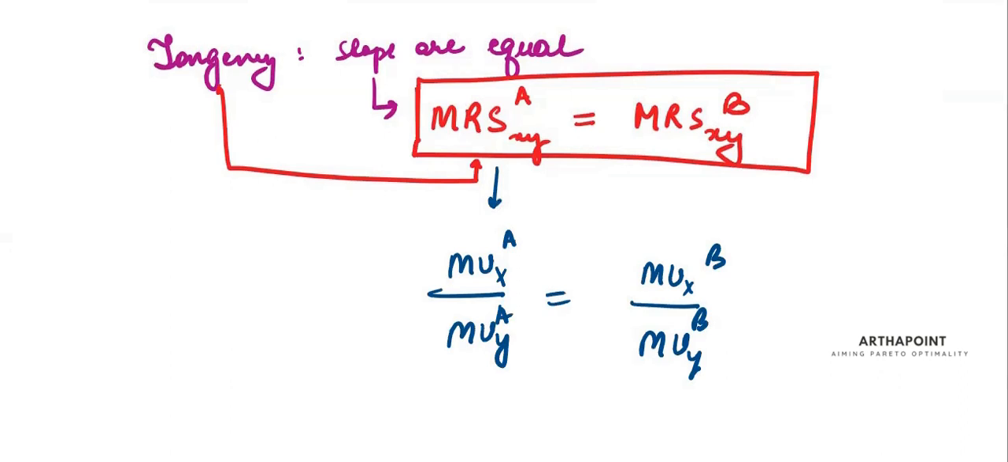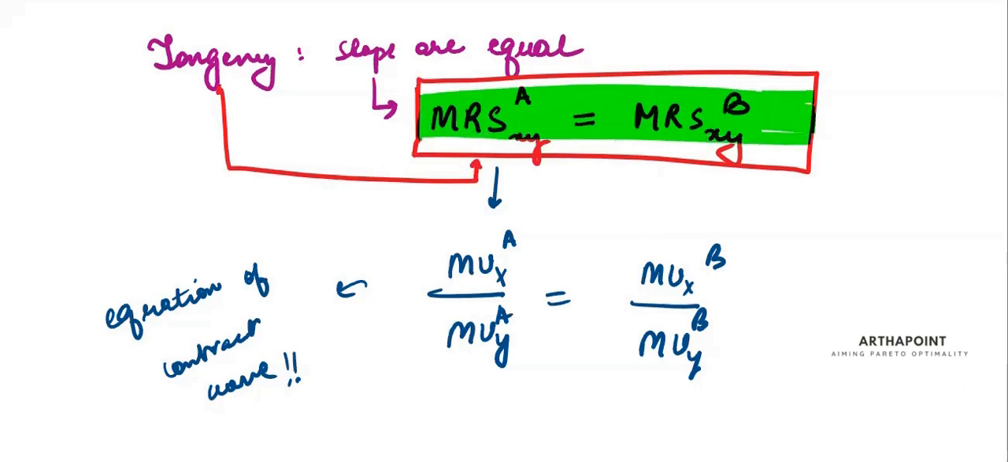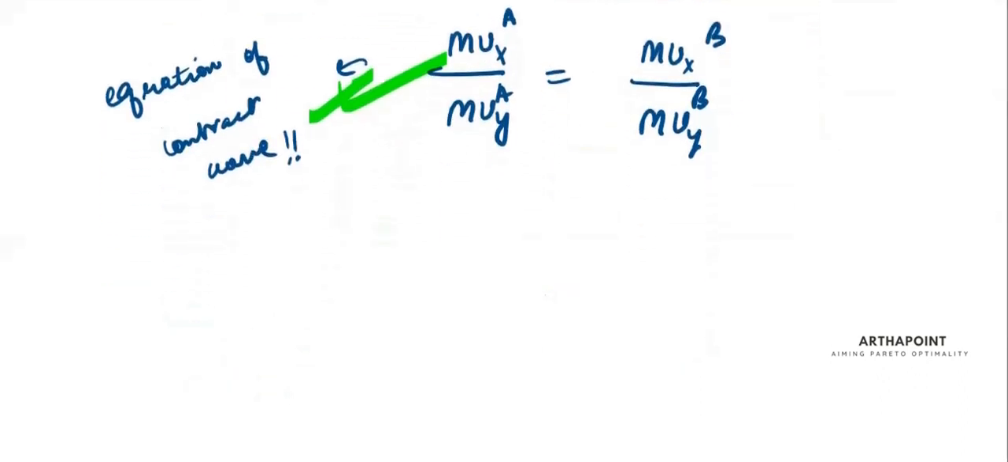This is the equation of the contract curve. Because it is the contract curve that was showing me Pareto efficient points. And Pareto efficient points in our case is given by the point where MRS are equal. So therefore, because of these two things combined together, I have this as the equation of the contract curve. Now, the utility function of individual A was XAYA.